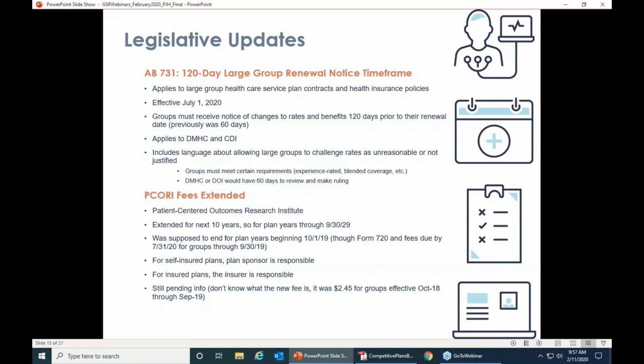And the PCORI fees are listed here. This is simply the Patient-Centered Outcomes Research Institute, and that information is there as well.